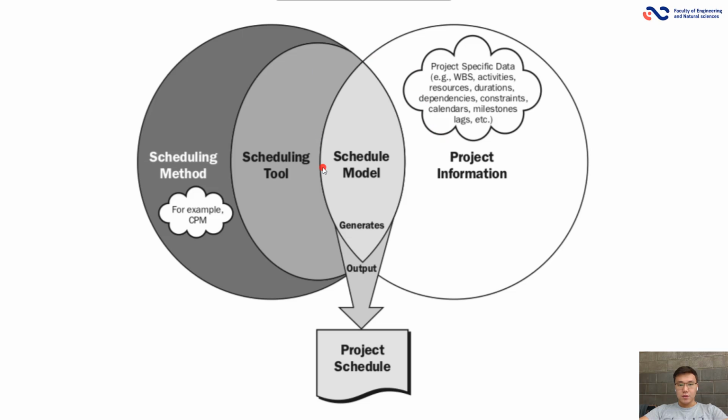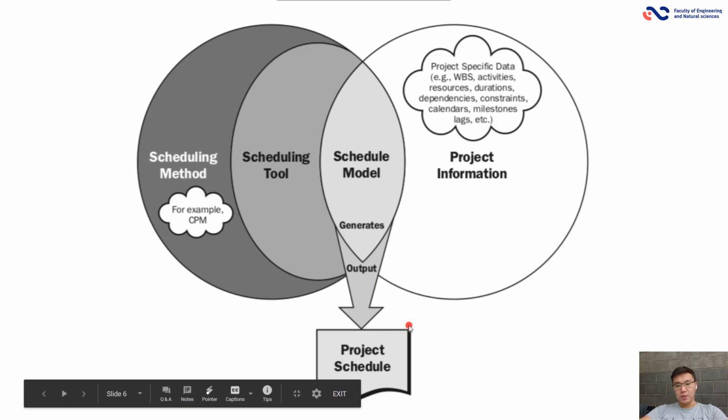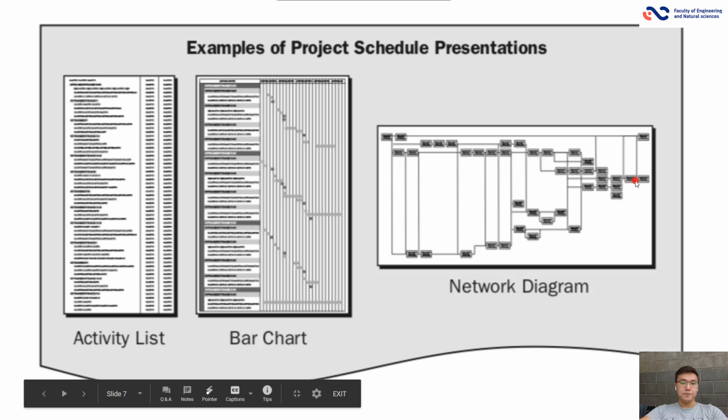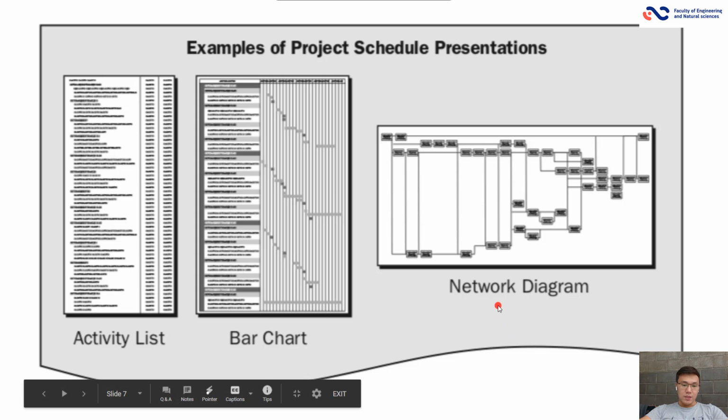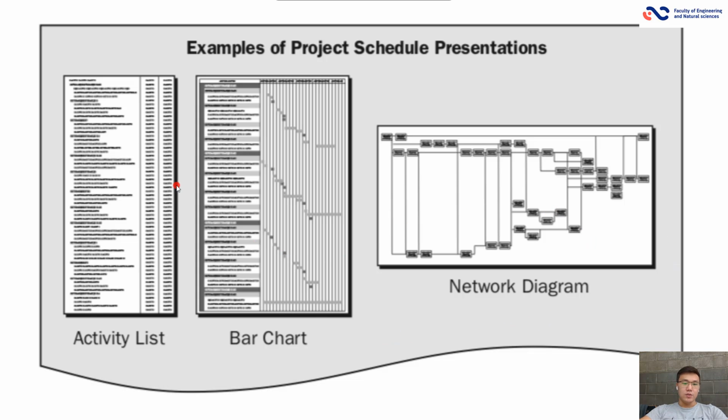And here in the middle part, where schedule modeling is located, comes the output, and it is the project schedule. Examples of project schedule presentations: you can use an activity list or bar chart or network diagram, and we will see each of them separately.